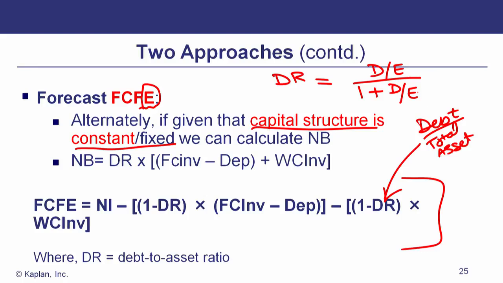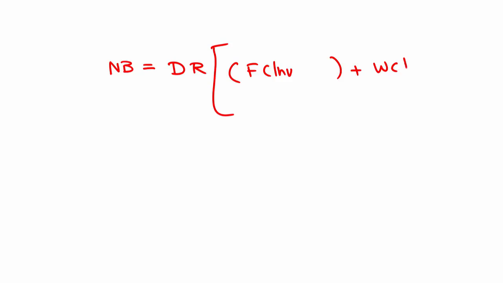Now what this formula is really doing is recognizing that if your target capital structure is constant, then your net borrowing is going to be a precise function of investment in fixed capital and working capital. So your net borrowing is equal to the debt ratio times investment in fixed capital and investment in working capital.